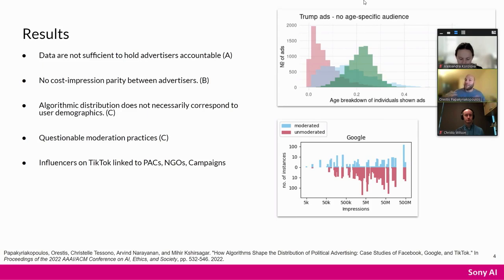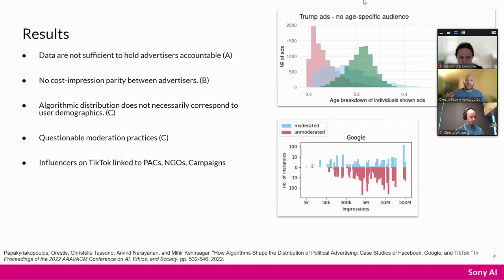We found that advertisers and different campaigns would pay different amounts of money for targeting and for placing ads to similar demographic groups. Furthermore, we found questionable moderation practices. A lot of content was only partly removed on the platforms. What do I mean? We have an ad, the specific instance of the ad was moderated, but other instances of the same ad were not, and without a specific explanation.